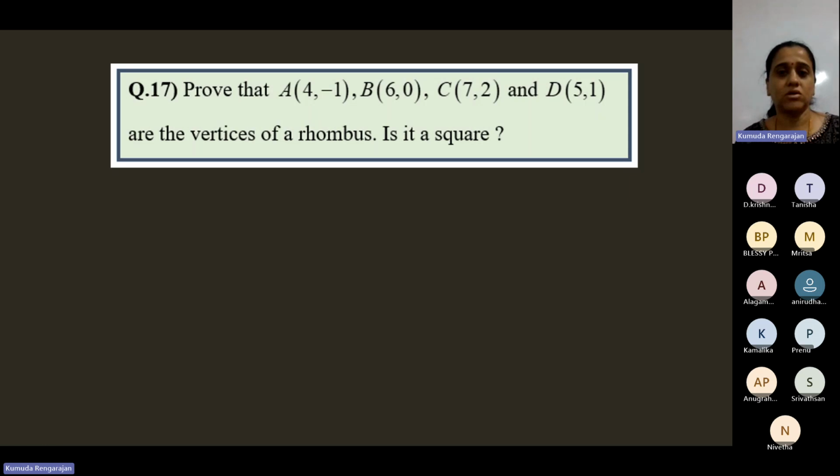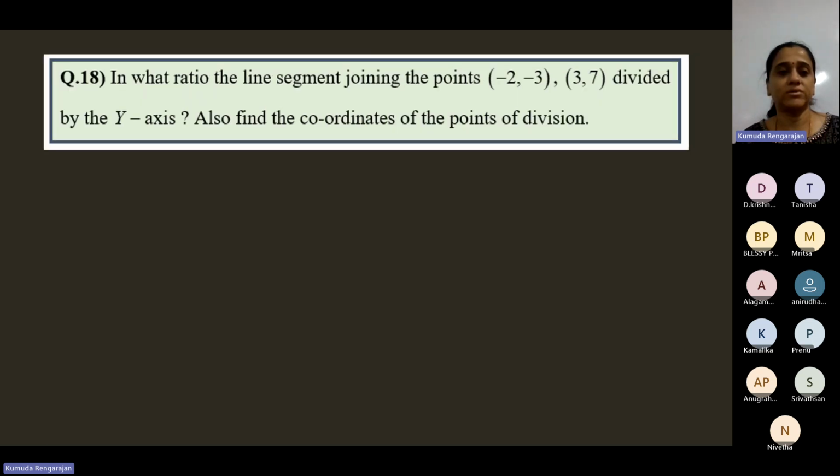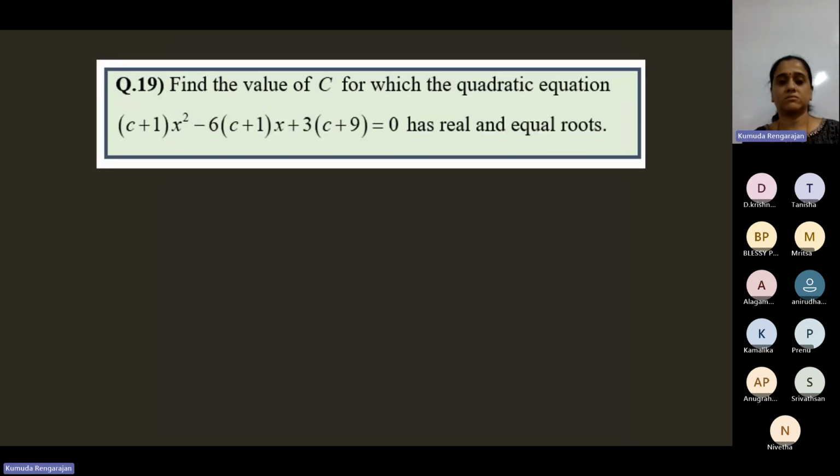This is coordinate geometry. Do this one.